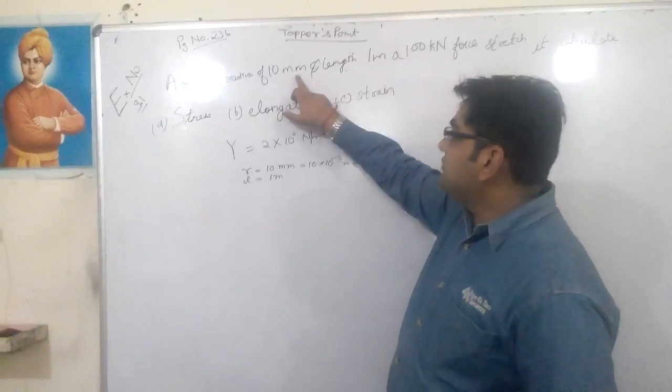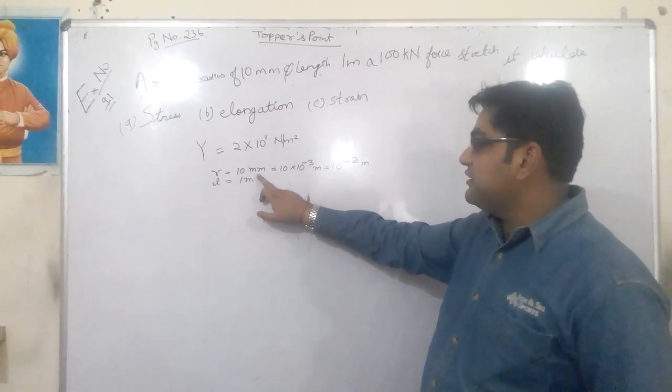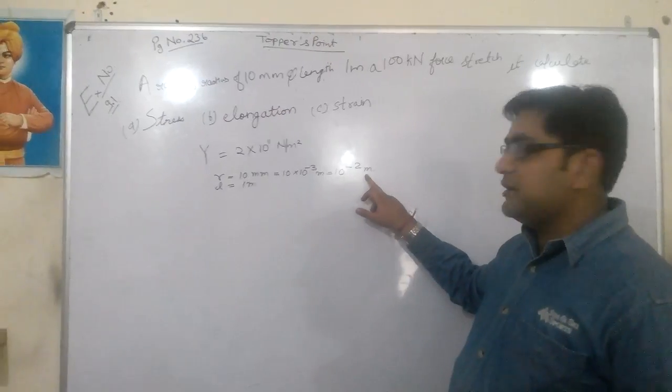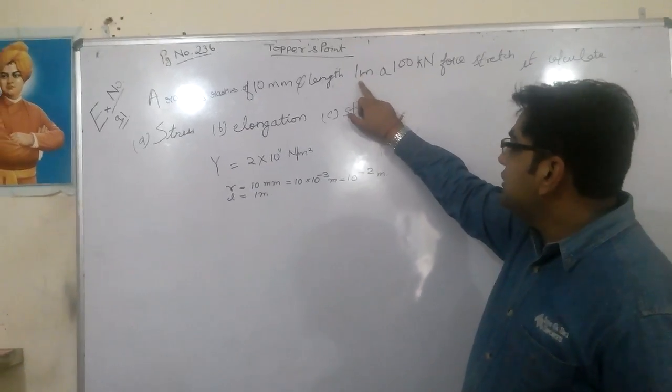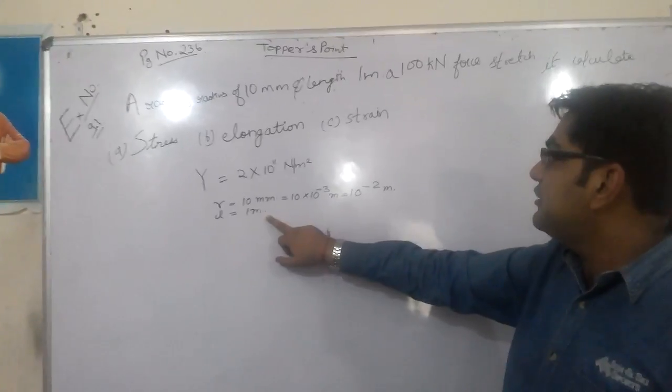A rod has radius of 10 mm. Radius R is given equals to 10 mm, 10 to the power minus 2 meter. And length of rod is given 1 meter. Length is given 1 meter.